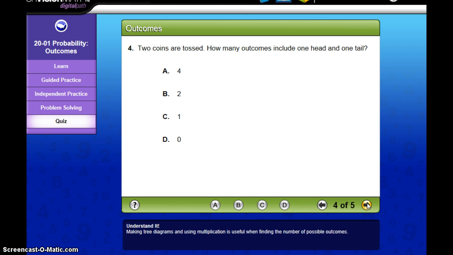Okay, that's how many possible outcomes there are. But out of those 4, there's 2. You could get 2 different things the first time and 2 different things the second time. 2 times 2 is 4, okay? But now they made it tough. They said, out of those 4, how many of those are probably going to be 1 head and 1 tail?